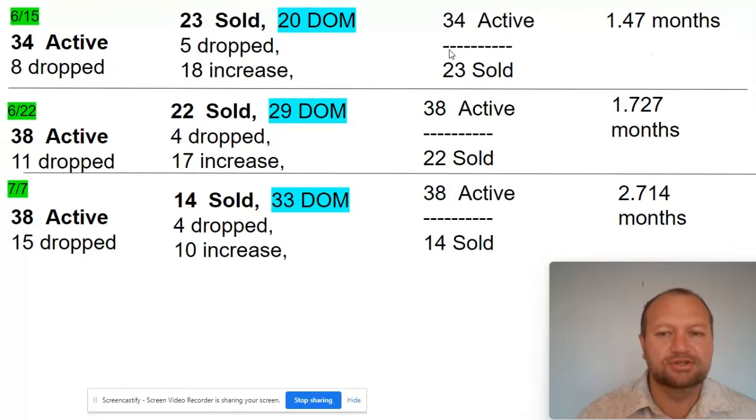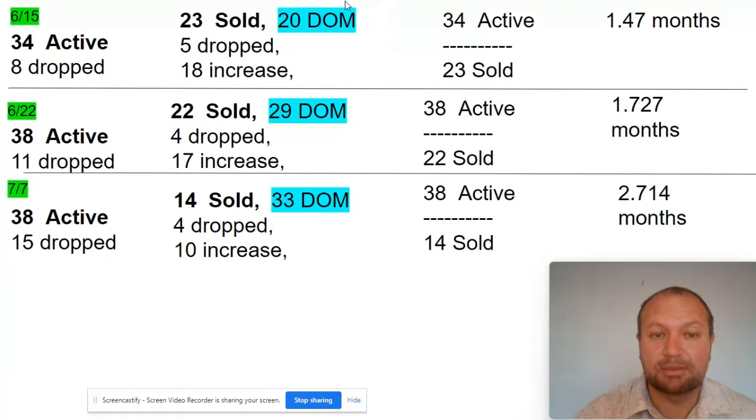There's a lot of headlines. Here's the actual facts. 3 weeks ago, there were 34 homes on the market. 2 weeks ago, 38. Now 38, same as last week. So the inventory is the same. Number of sold properties: 23, 22, 14.